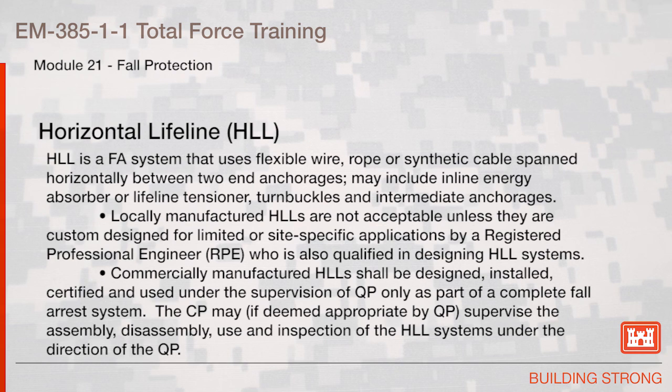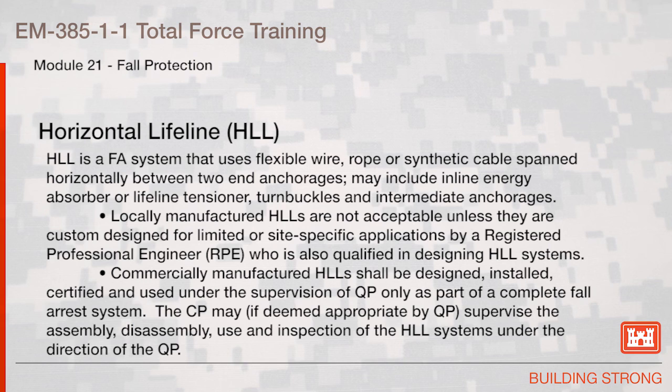Horizontal lifelines. A horizontal lifeline is a fall arrest system that uses flexible wire, rope, or synthetic cable spanned horizontally between two end anchorages and may include an inline energy absorber or lifeline tensioner, turnbuckles, and intermediate anchorages. Locally manufactured horizontal lifelines are not acceptable unless they are custom designed for limited or site-specific applications by a registered professional engineer who is also qualified in designing horizontal lifeline systems.